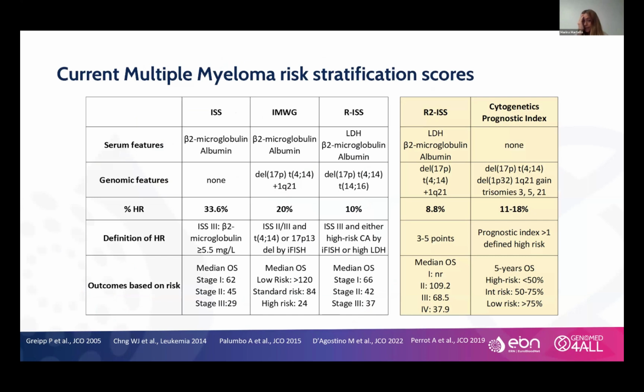So the current multiple myeloma risk stratification scores that are illustrated in this slide are used at this moment in order to predict the risk status of the patient at diagnosis. Unfortunately, these current risk stratifications are able to stratify only a small portion of high-risk patients, approximately around 20%. In particular, these are the latest published in literature, and they use genomic features and also serum features.